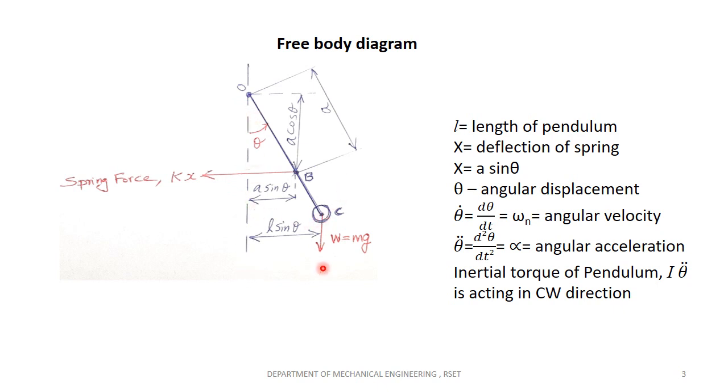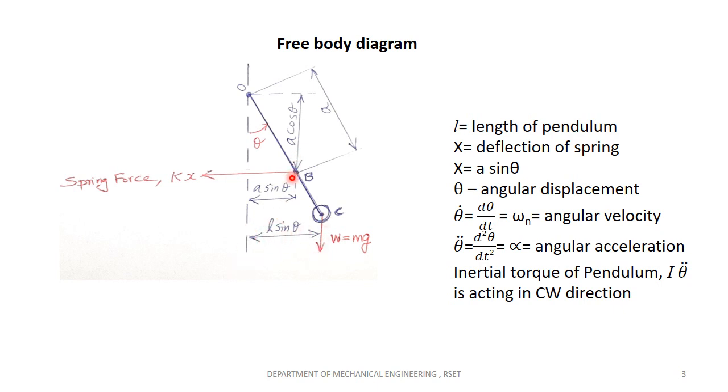The line of action of weight is L sin theta away from the point of oscillation. W, which is the weight of the bob, has a perpendicular distance with respect to the point of oscillation of L sin theta. So L sin theta is the perpendicular distance between the point of oscillation and the weight.